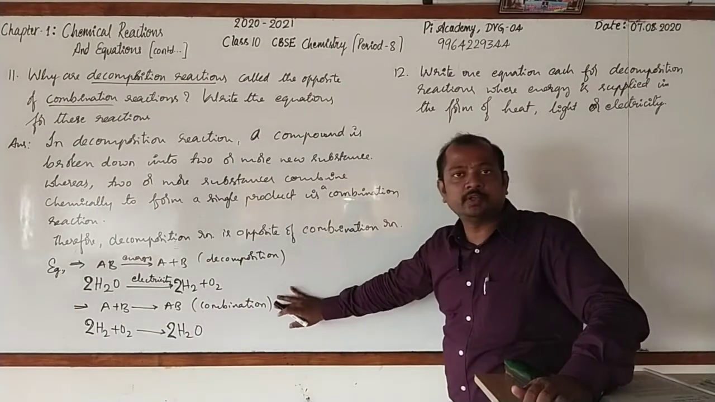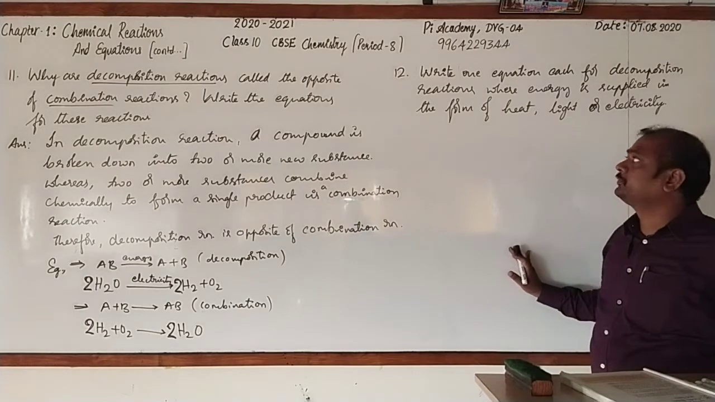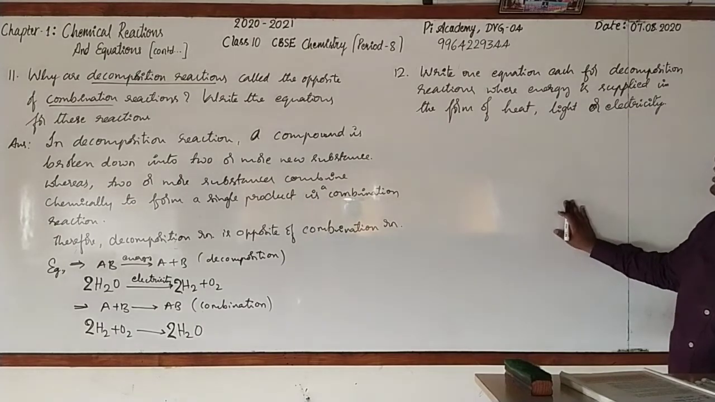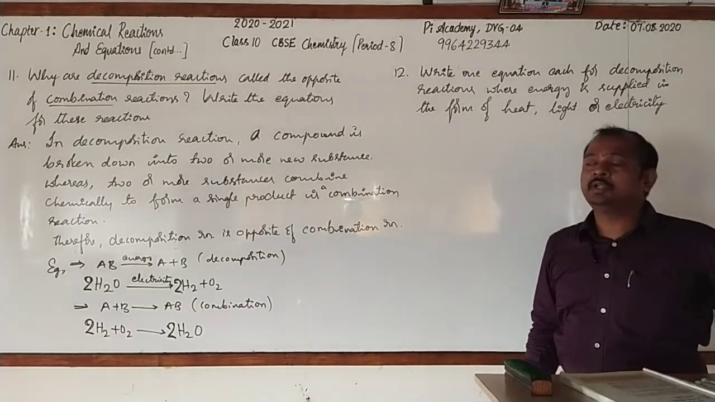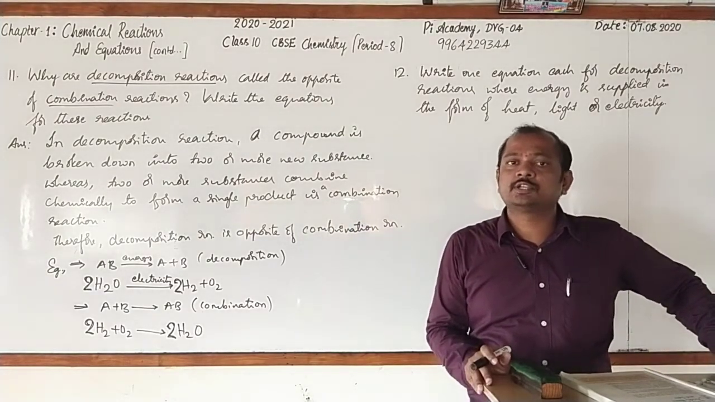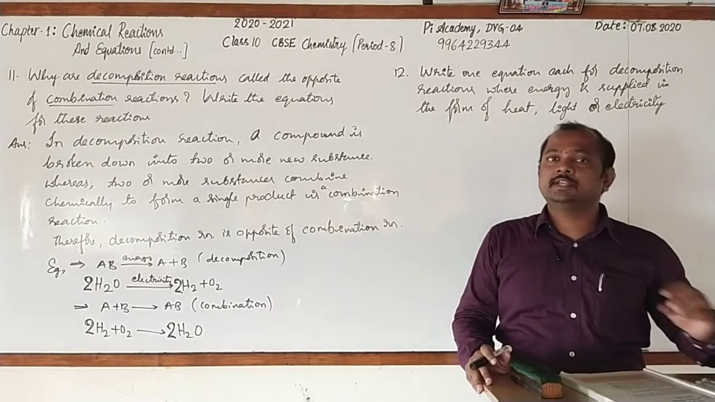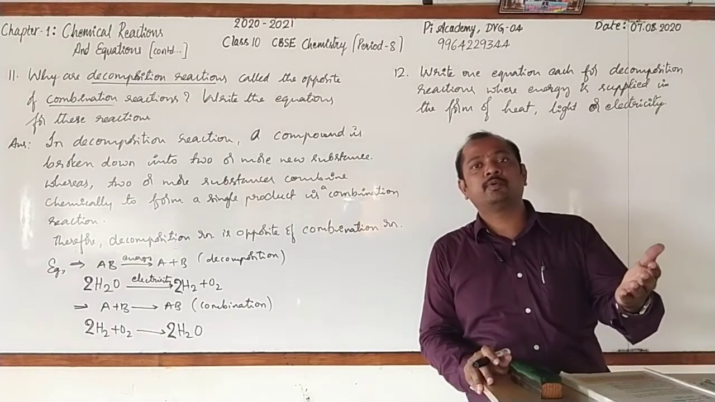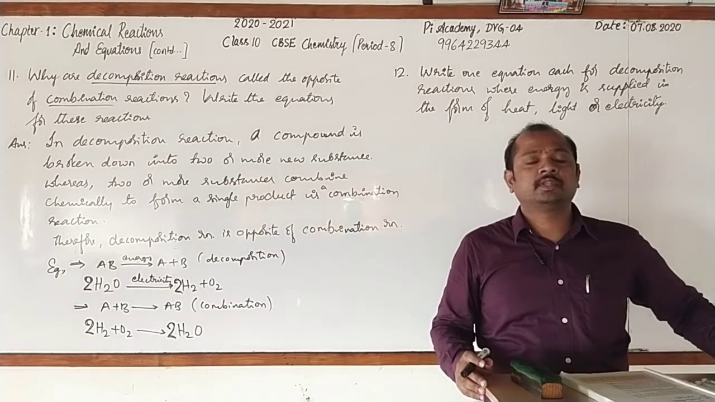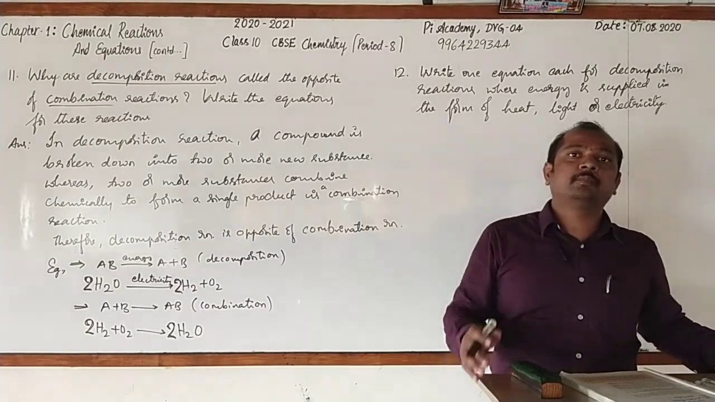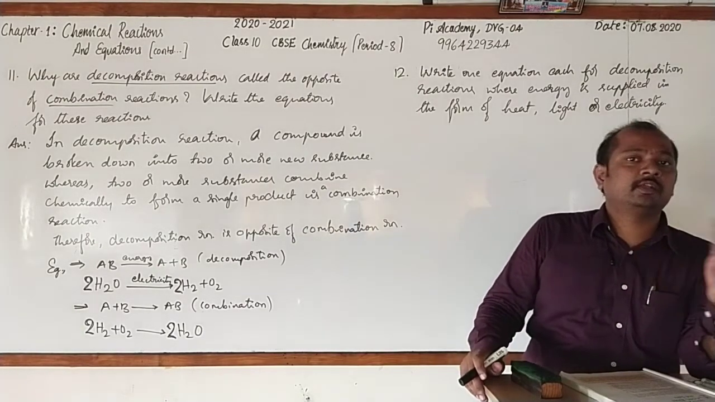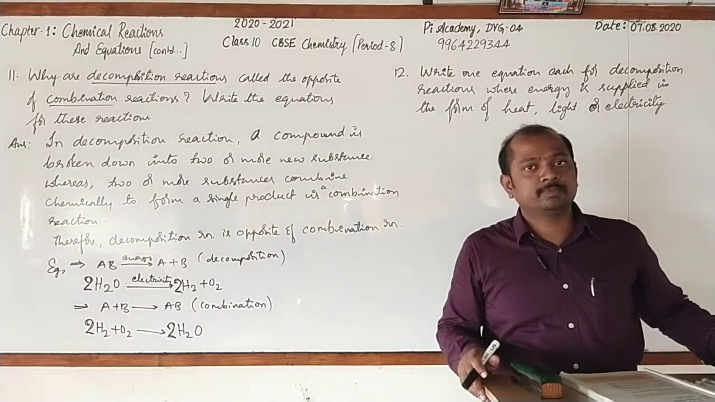Dear students, hope that you have copied this. Go to the 12th one. Write one equation each for decomposition reactions where energy is supplied in the form of heat, light or electricity. We have already discussed it. For decomposition reaction, energy is required. That energy may be in the form of heat, light or electricity. So based on the form of energy from which the decomposition reaction is carried out, we will classify decomposition reaction into 3 types, is it not?